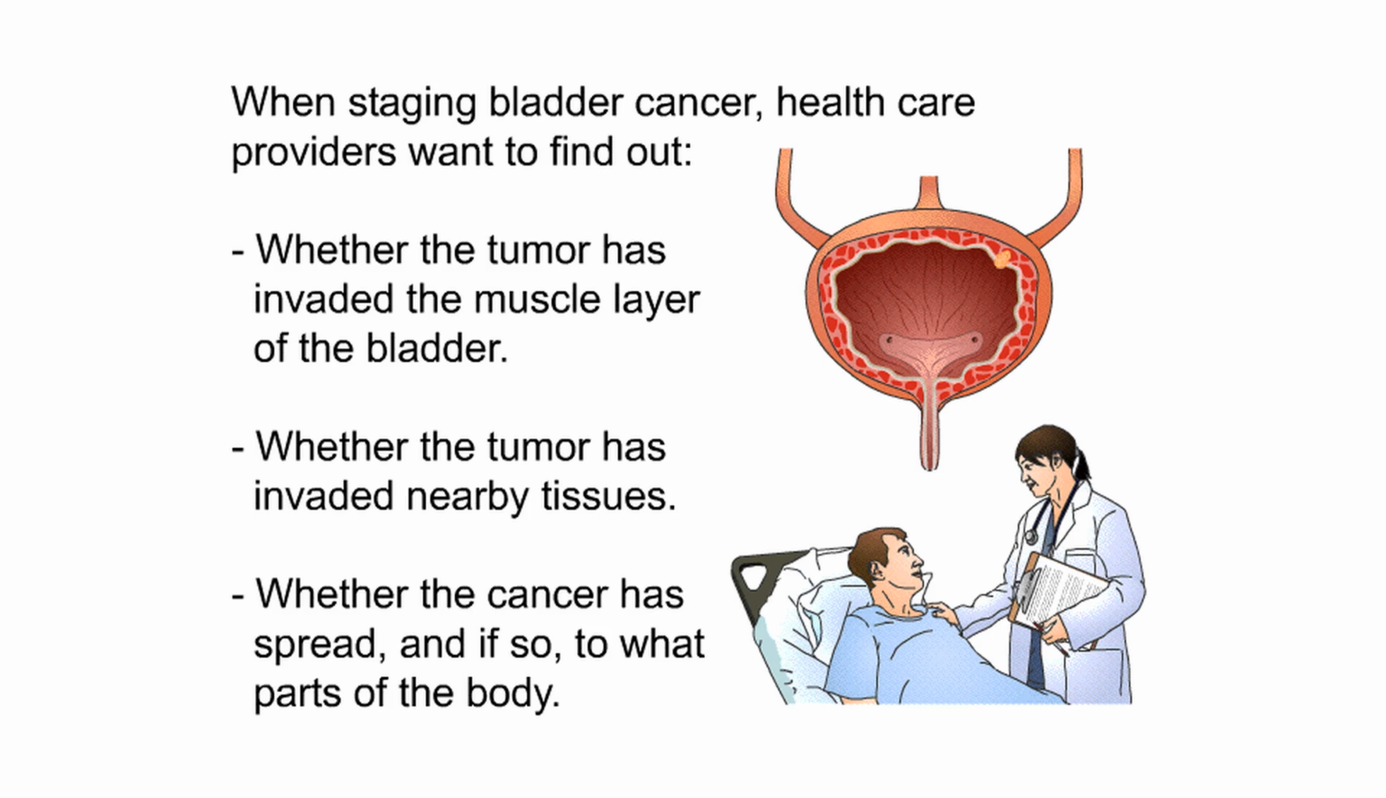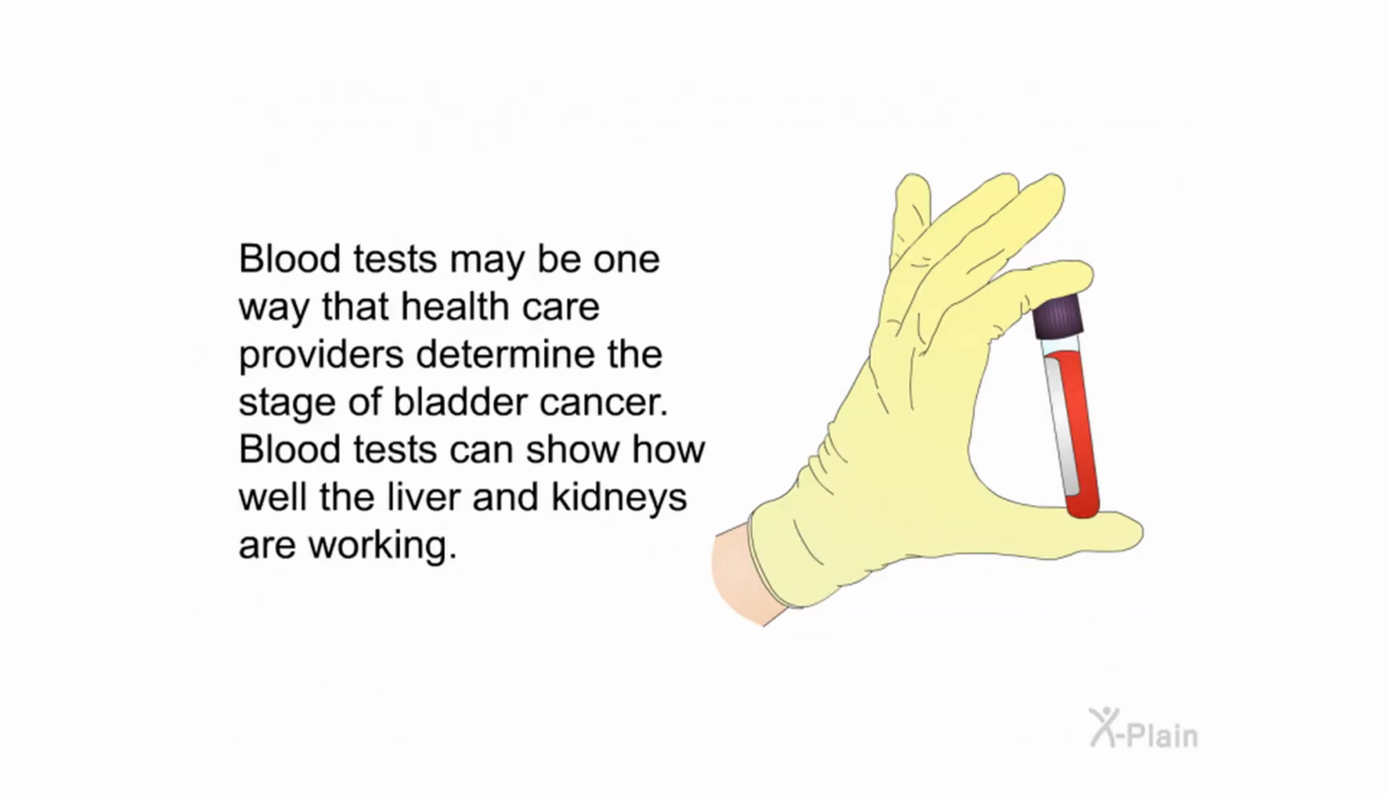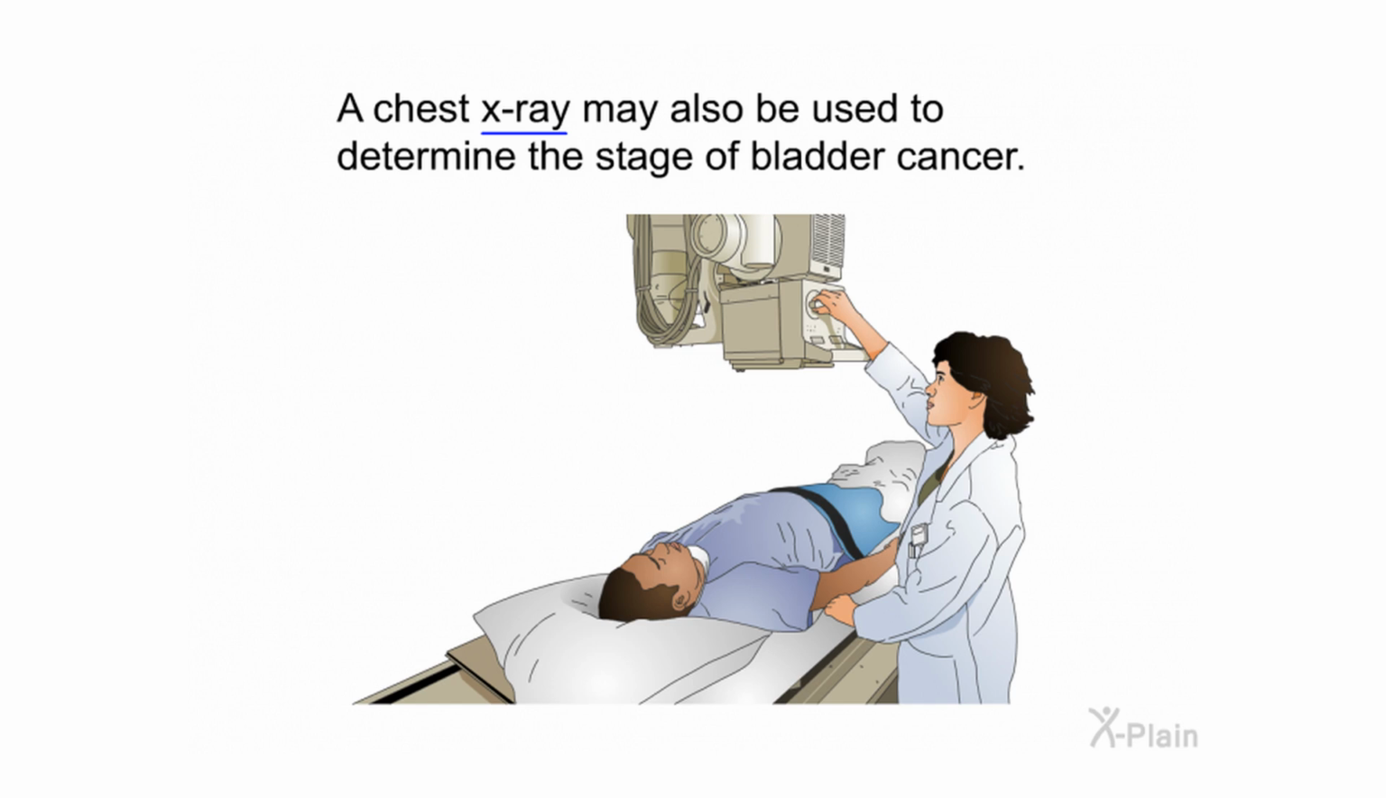When staging bladder cancer, healthcare providers want to find out whether the tumor has invaded the muscle layer of the bladder, whether the tumor has invaded nearby tissues, whether the cancer has spread, and if so, to what parts of the body. Blood tests may be one way that healthcare providers determine the stage of bladder cancer. Blood tests can show how well the liver and kidneys are working. A chest X-ray may also be used to determine the stage of bladder cancer.